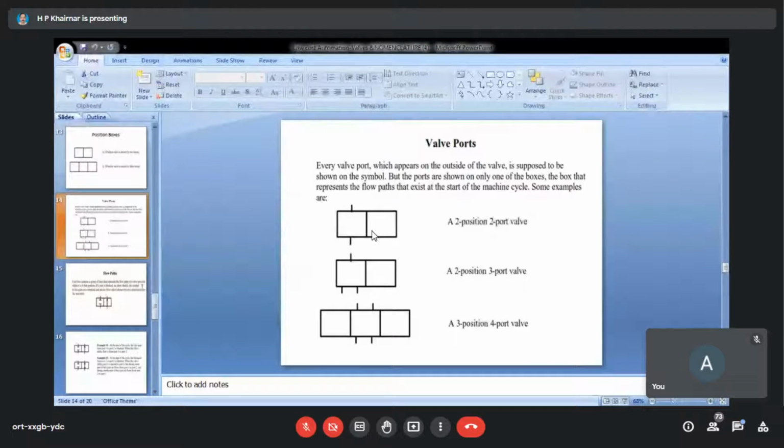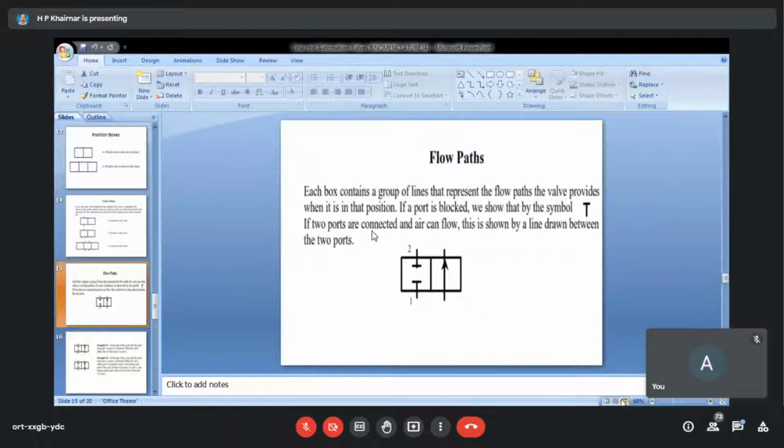Whatever the first starting point we are referring to, accordingly these symbols can be drawn. With that reference, you can read out that the first diagram belongs to a 2-position 2-port valve, the second diagram belongs to a 2-position 3-port valve, and the third diagram is a 3-position 4-port valve. So these valves are there. Okay, I hope you have understood these symbols. Yes, sir. Later on we will be drawing all these symbols.